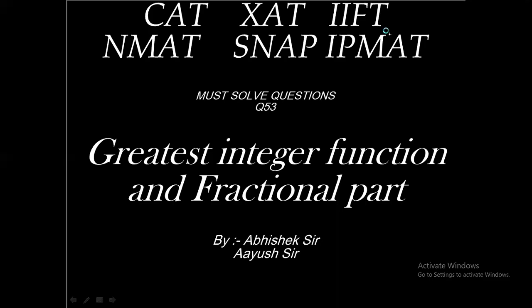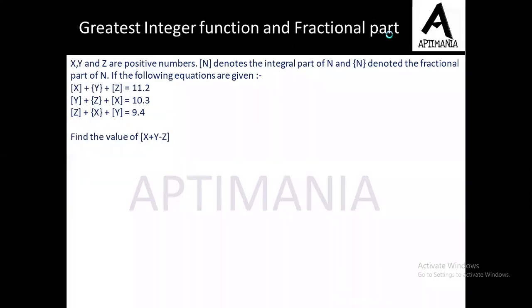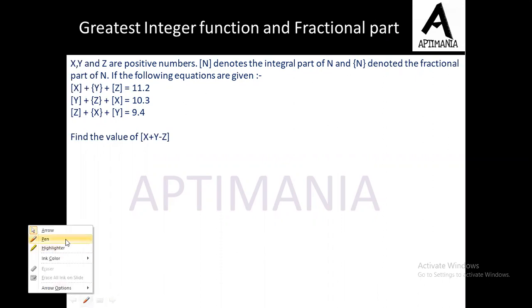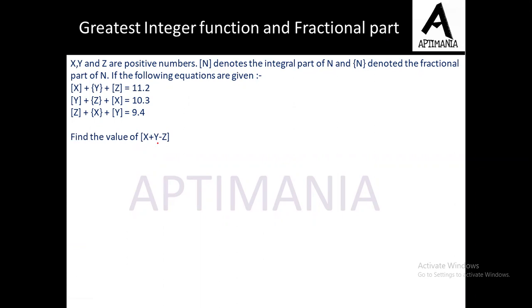Hello, in this video we are going to discuss a question based on greatest integer function and fractional part. The question is, we have three positive numbers x, y and z. The bracket denotes the integral part of n and the curly bracket denotes the fractional part of n. We have three equations given to us and we need to find the value of x plus the greatest integer of x plus y minus z.